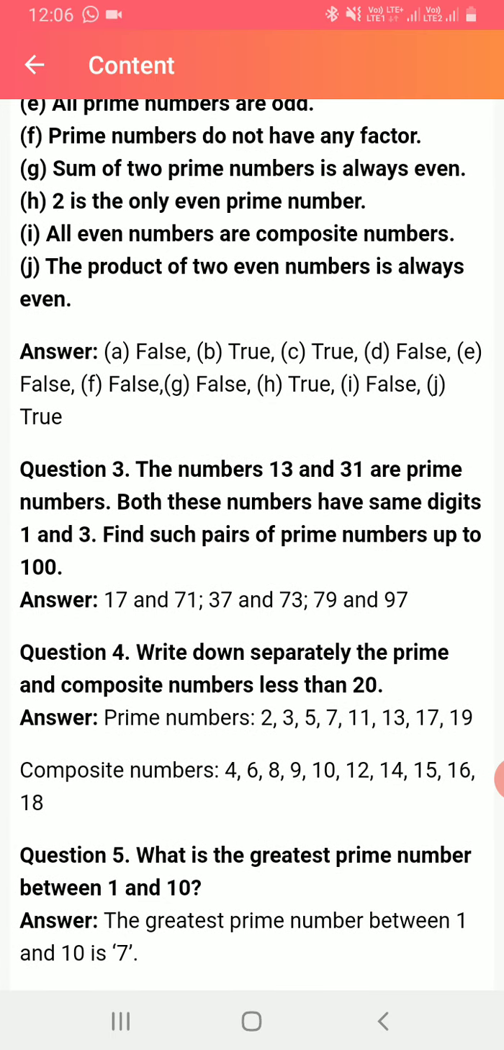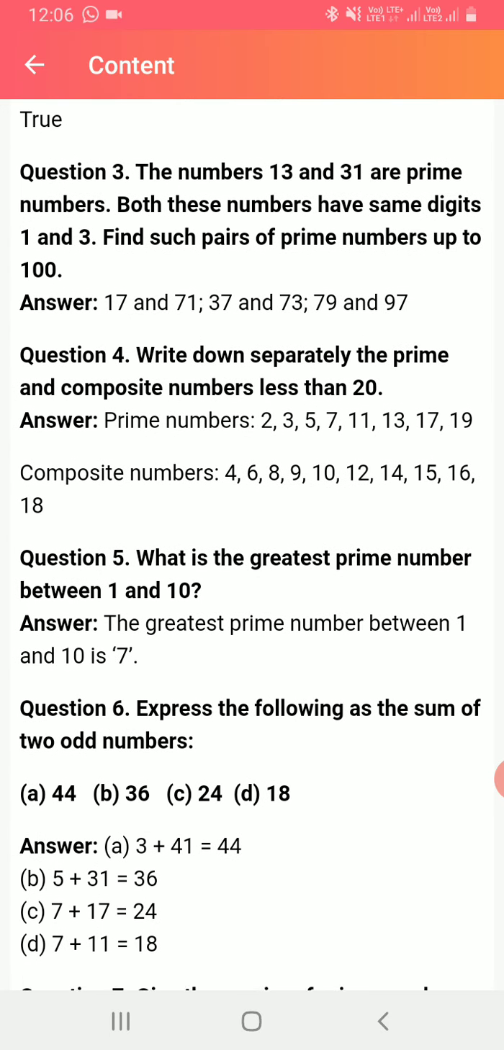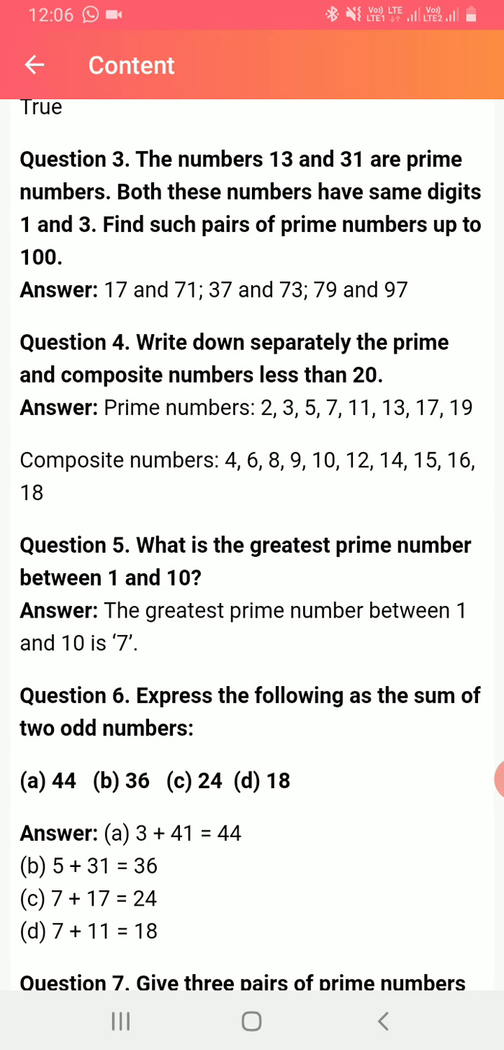Now we will move to question 3. The numbers 13 and 31 are prime numbers. Both these numbers have the same digits, 1 and 3. Find such pairs of prime numbers up to 100. So this is a practice question which you are supposed to do. I already told you what prime numbers are. I'm giving you the answer here. Even then, you can make a try yourself.